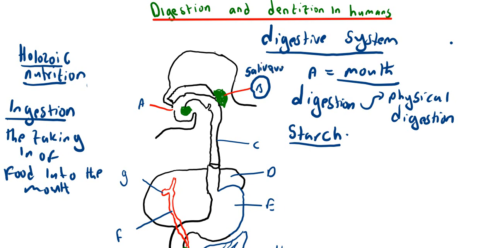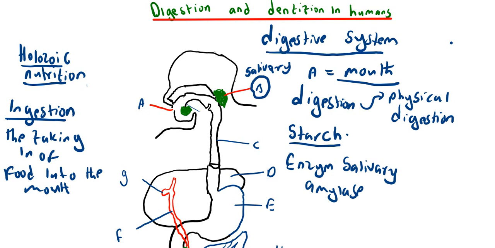The salivary gland is a gland that secretes enzymes. In this case, we're talking about the enzyme called salivary amylase. Salivary amylase, what does it do? Salivary amylase basically breaks down starch into maltose.